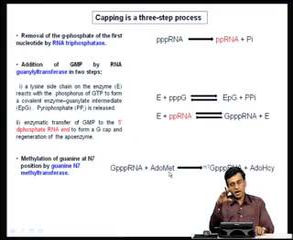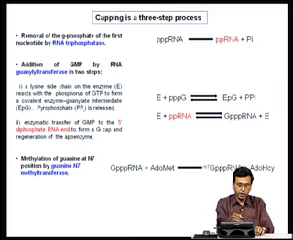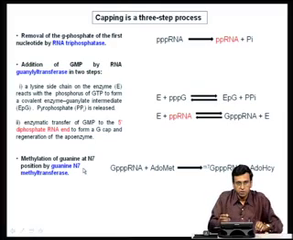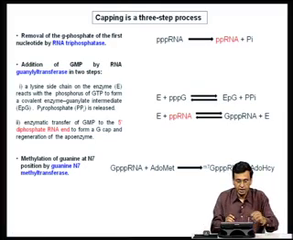Let us now understand how exactly this capping takes place. What are the enzymes which are involved in mRNA capping? The mRNA capping takes place in at least 3 steps. So, there are 3 enzyme complexes which are involved. These are called an RNA triphosphatase, a guanylyl transferase, and a guanine N7 methyl transferase. So, let us just briefly see how exactly this capping mechanism takes place.